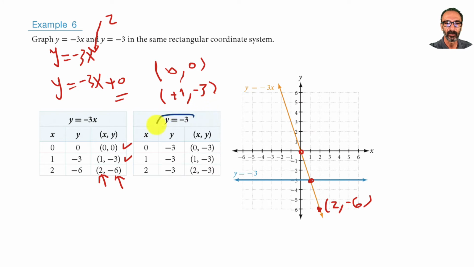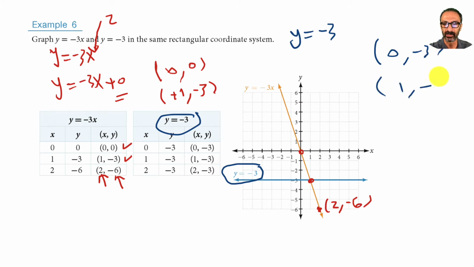When you go after y equals -3, this is a horizontal line leveled at y equals -3, which is down right here. You could plug in points. If you put 0, it's not going to change, -3. If you put 1, still -3. If you put 2 for x, it's not going to change. Y is always fixed to be -3. 0, -3. 1, -3. And 2, -3. And that should do it for this example. Next one.